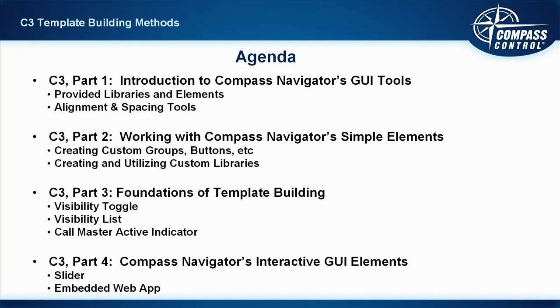And visibility list, which enables that swipe functionality so familiar with iOS devices, where there are many list positions and only one of which can be visible at any given time, and swiping left or right determines which position is the visible one. Also, Call Master Active Indicator, where you can have buttons be manipulated, their graphical appearance be manipulated based on the positions of those lists or what may or may not be visible in a visibility toggle situation.